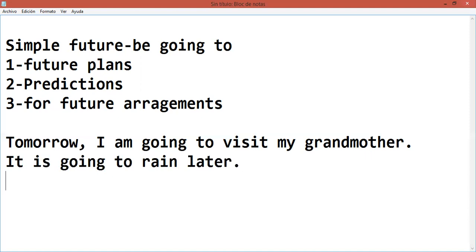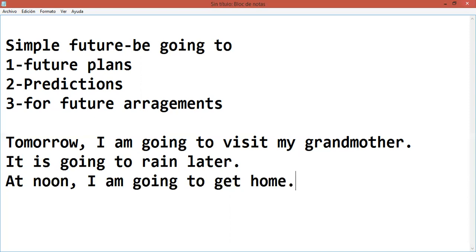And what about future arrangements? For example, when you use the time, like daily routines. For example, at noon, a las 12 del mediodía, at noon, I am going to get home. Now you are here at CDS, but at noon, you are going to get home. That's your schedule.